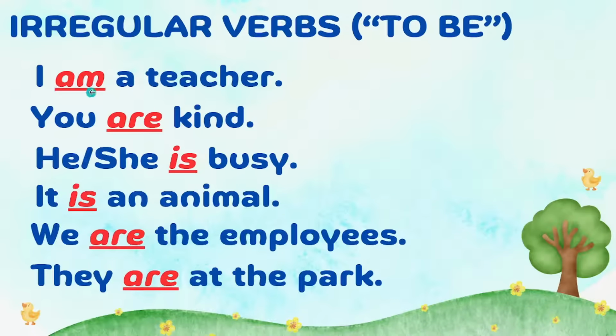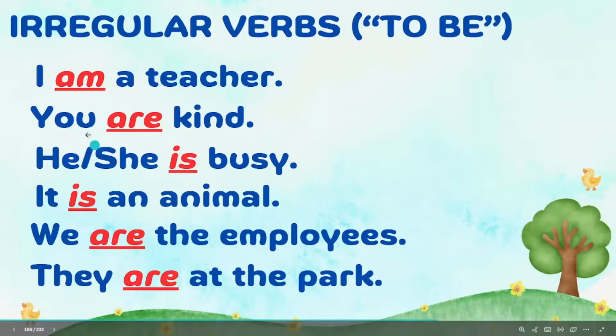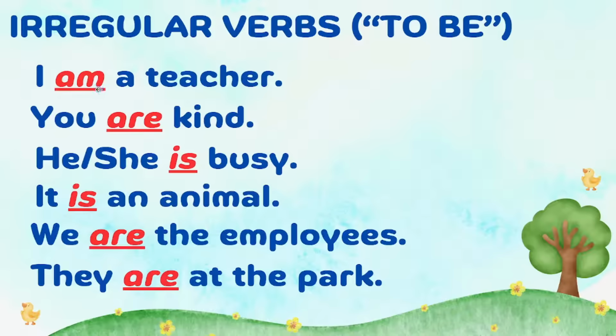Always remember, for the to be or be verb, you will only use three: am, are, and is. Now, for the be verb is, you will only use this one for the pronouns he, she, and it. For the rest, you will use are. And for the pronoun I, use am. Did everyone understand? Okay, let's go to the next.